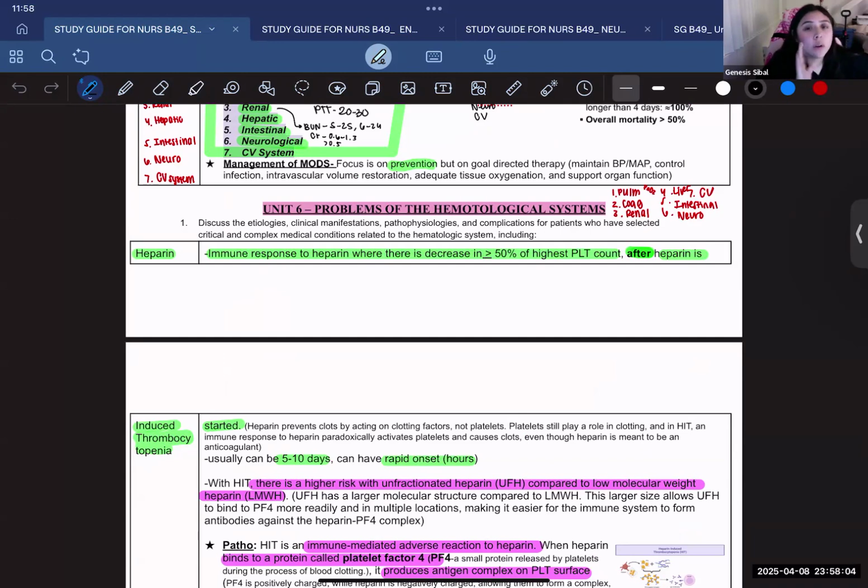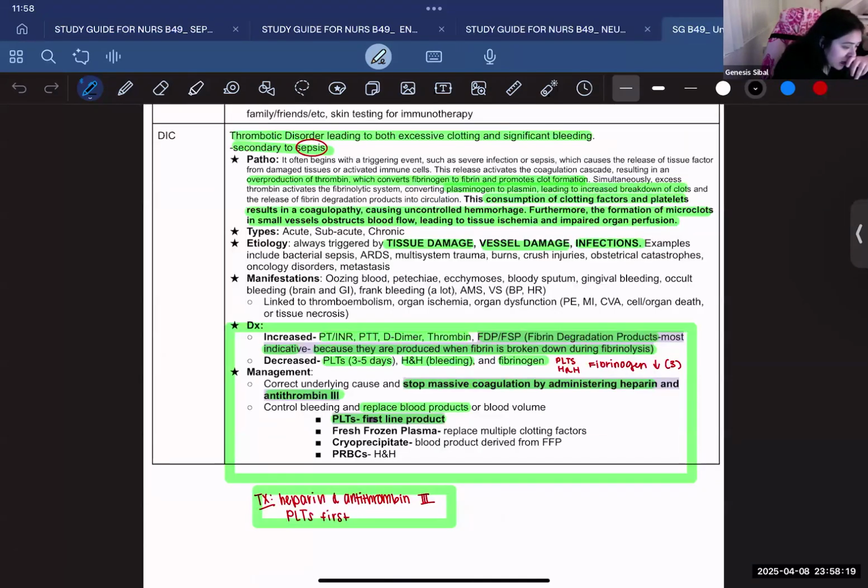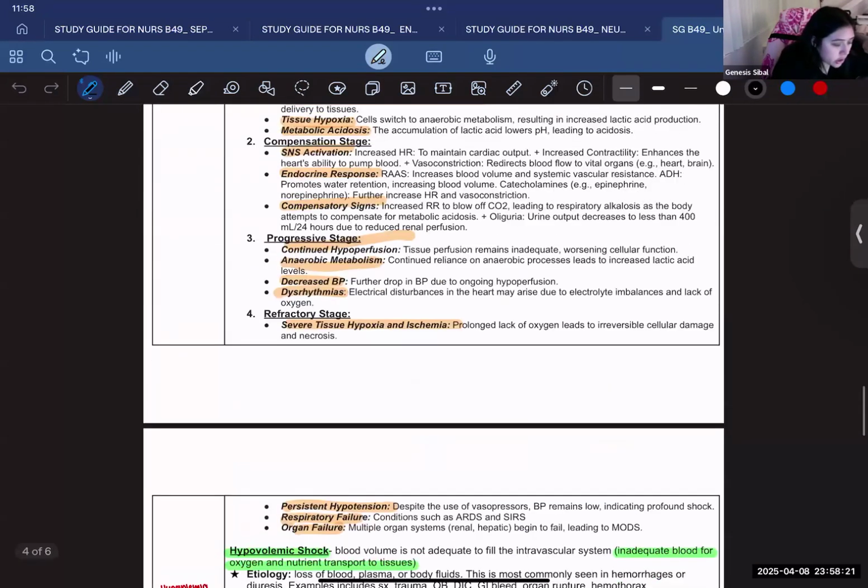I can't remember if I went over it already, but I feel like it just helps to see it with heparin induced and make sure you understand the differences there. I think I already did go over it, but regardless, I'll just do it again really quickly because I just want you to kind of understand those things. So let's talk about hypovolemic shock and anaphylactic shock really quickly.